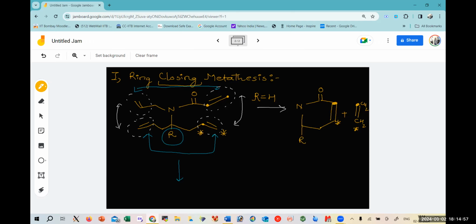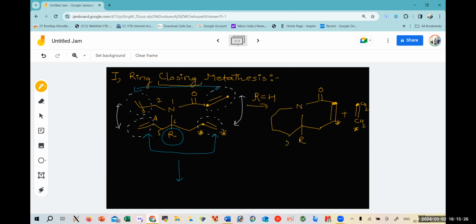Similar thing will happen on the other side. So if you see, this is 1, 2, this would form 3, 4, 5, considering 1, 2, 3, 4, 5, and 6. So here also we will be having a 6-membered ring.